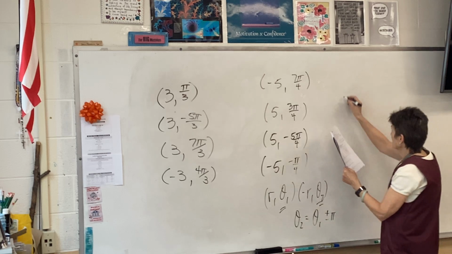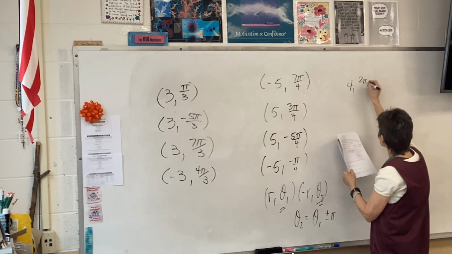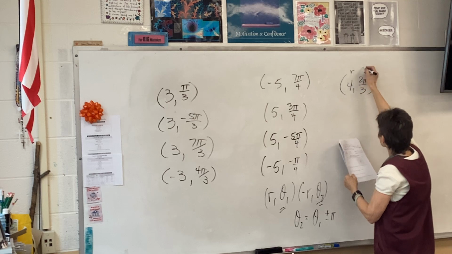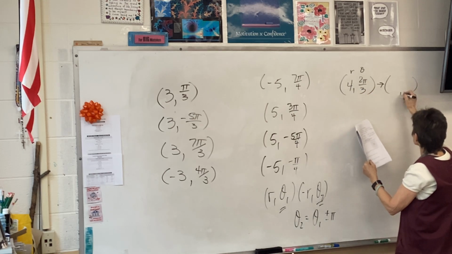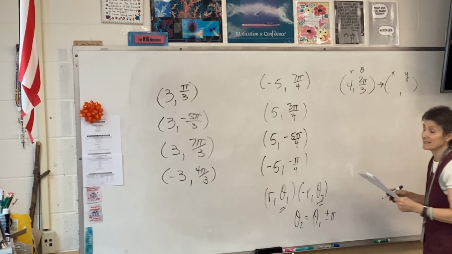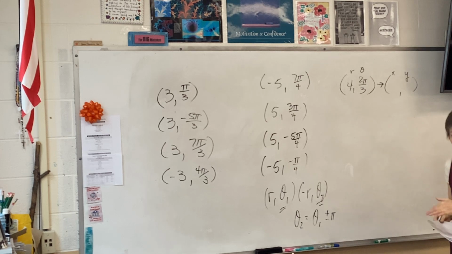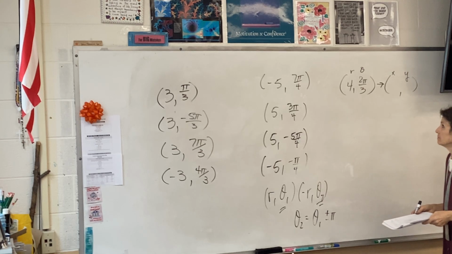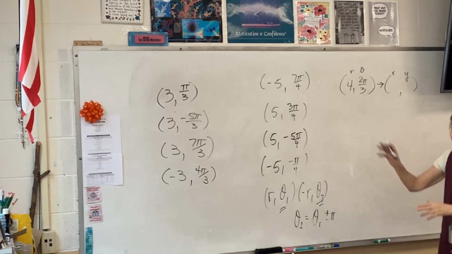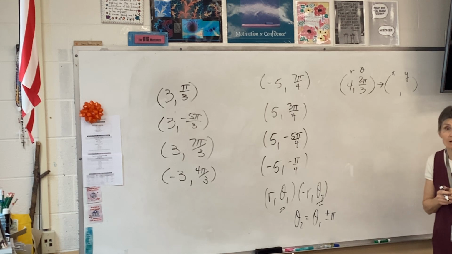Convert the point (4, 2π/3), that's r, θ. We're converting it to x, y, rectangular. Remember, rectangular is x, y. Polar is r, θ. Okay, well, I erased it, but we had it up there just a minute ago.